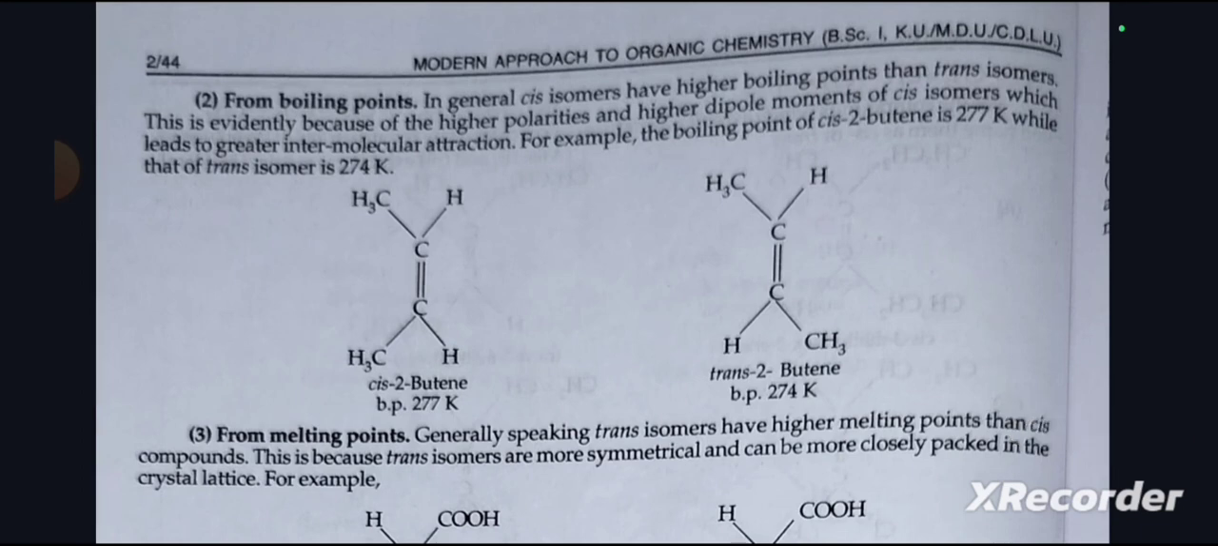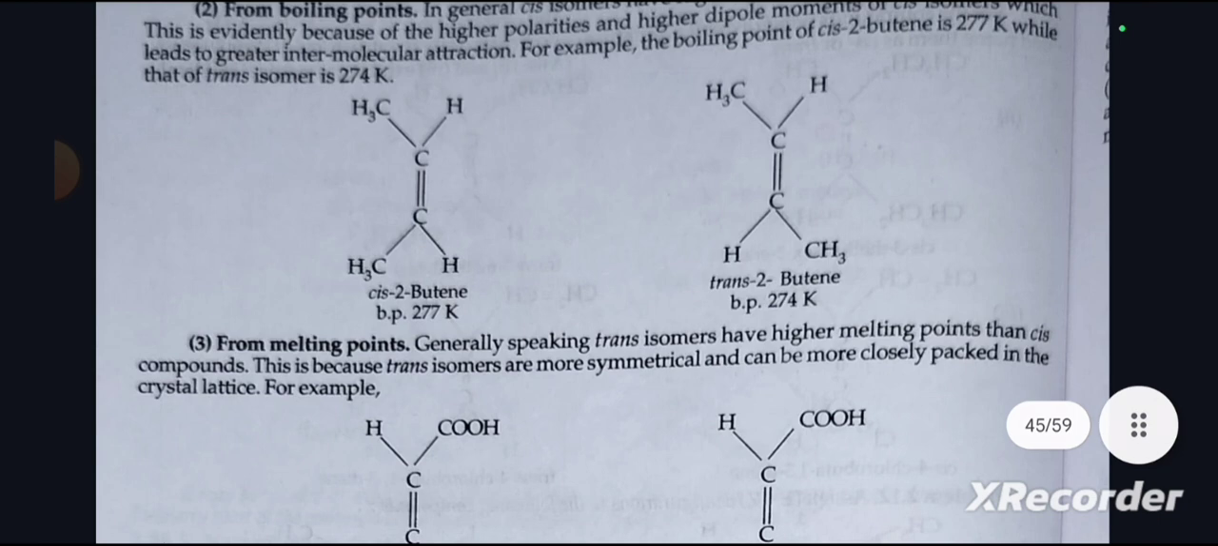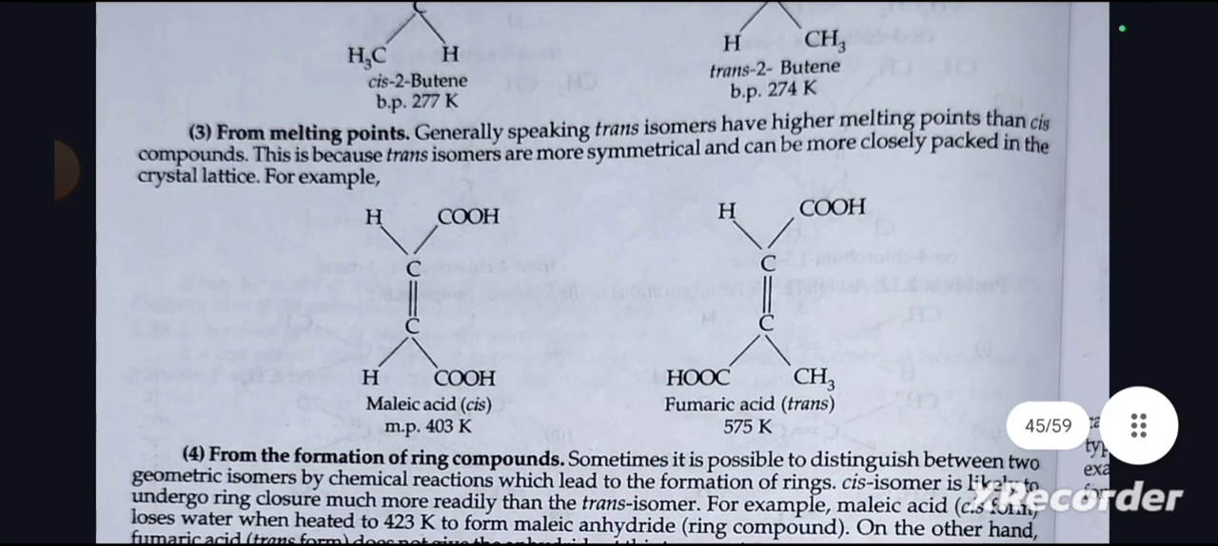Second, from boiling point. In general, cis isomers have higher boiling points than trans isomers. This is evidently because of the higher polarity and higher dipole moment of cis isomers, which lead to greater intermolecular attractions. For example, the boiling point of cis-2-butene is 277 Kelvin, while that of the trans isomer is 274 Kelvin. CH3CH=CHCH3, cis-2-butene, boiling point 277 Kelvin. CH3CH=CHCH3, trans-2-butene, boiling point 274 Kelvin.